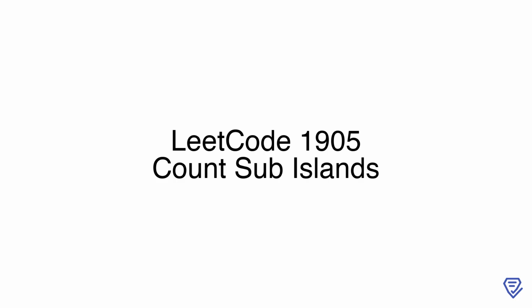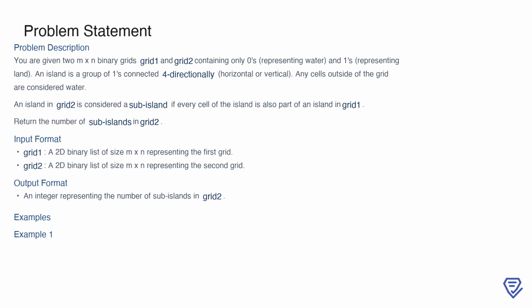Let's dive in. In this problem, we are working with two binary grids, grid 1 and grid 2, where each grid is represented as an m by n matrix. The cells in these grids can either be 0, representing water, or 1, representing land. An island is defined as a group of land cells, or ones, that are connected either horizontally or vertically. Any cells outside the grid are considered water.